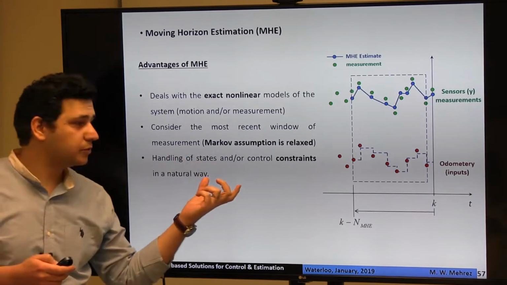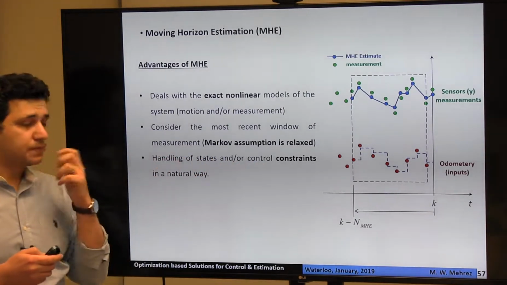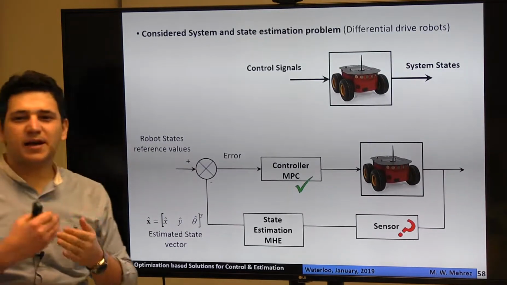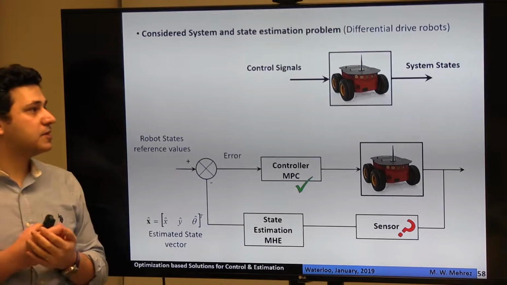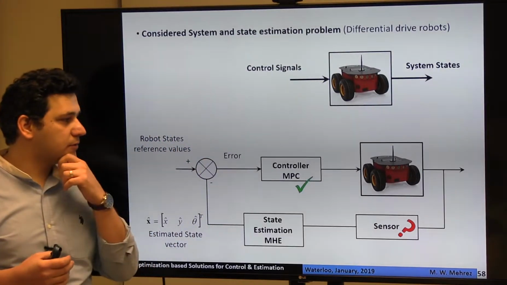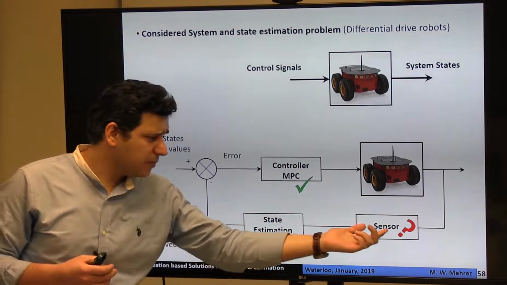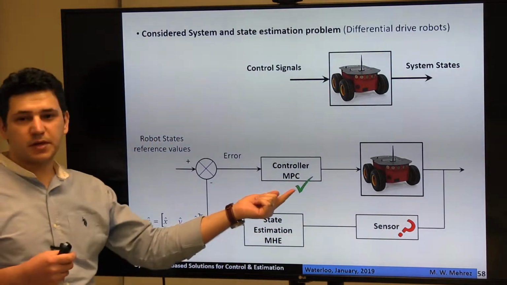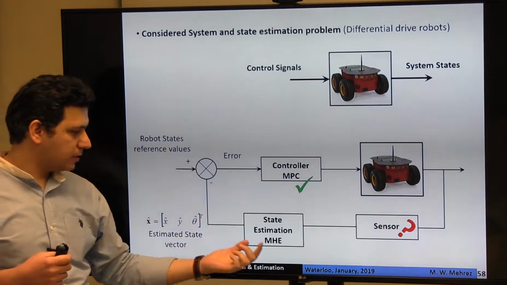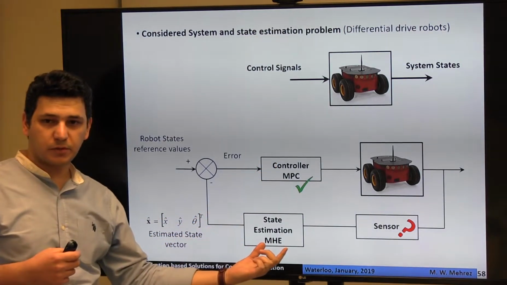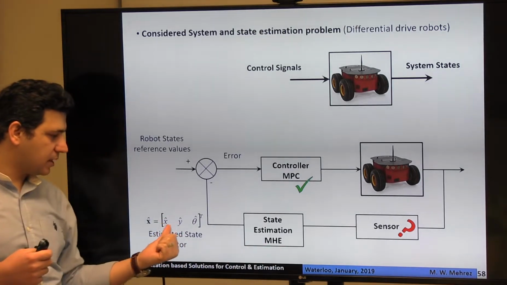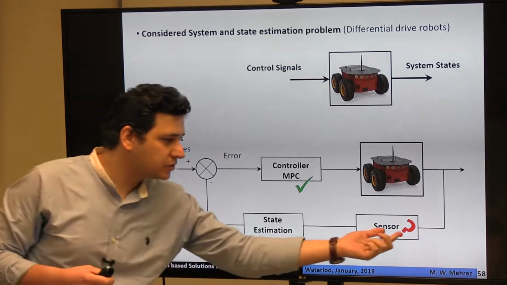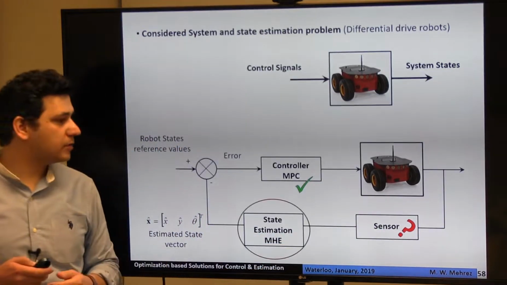It also takes input and output constraints in a natural way, like MPC. Yeah, all right, so let's go back to our implementation example. That's our mobile robot that we wanted to build all the blocks for. We're done already with MPC, we're done with the controller, and we're now thinking of finalizing MHE, right, to give us the estimate for the state vector x, y, and theta, right? But we did not talk about the sensor yet. So let's now talk about that sensor.